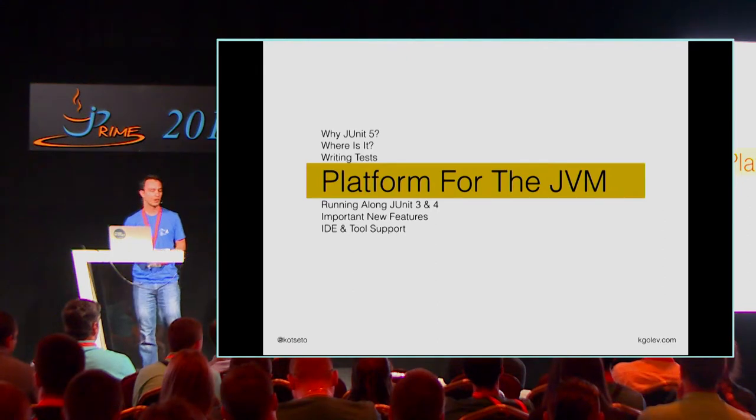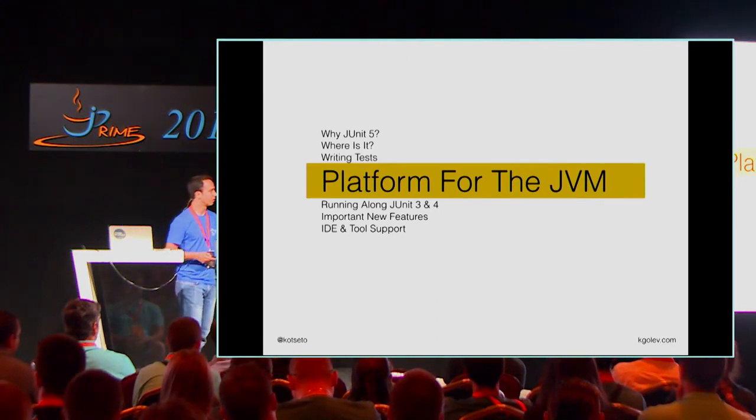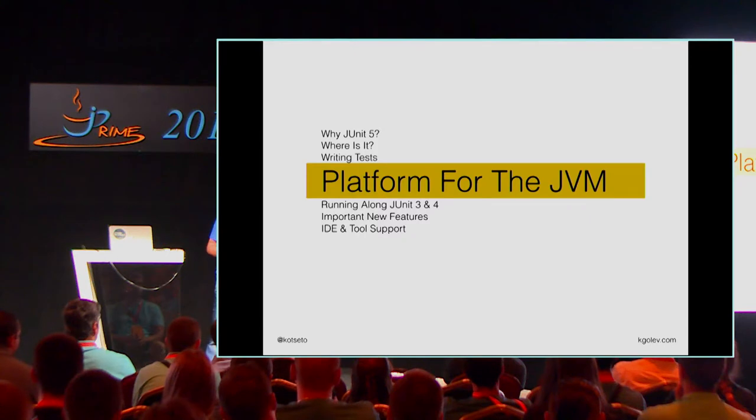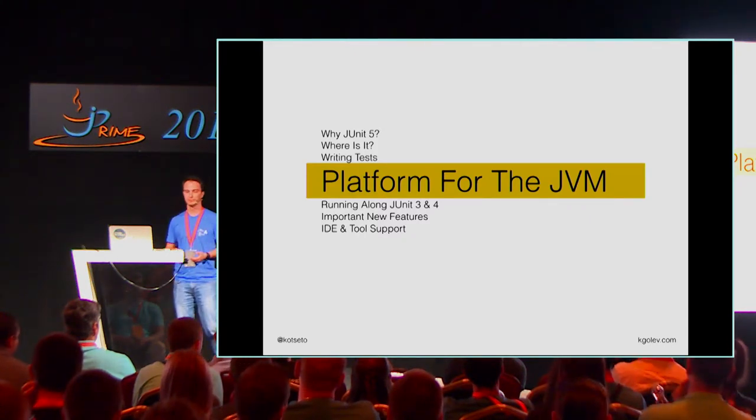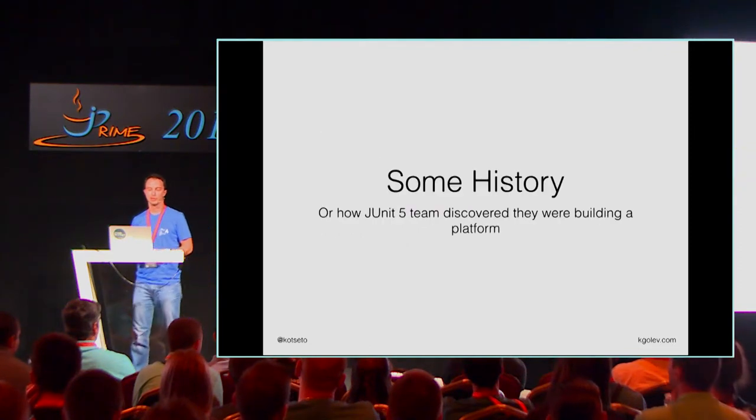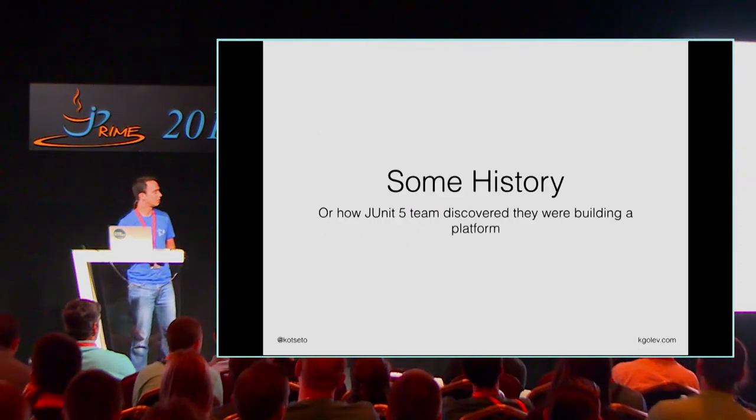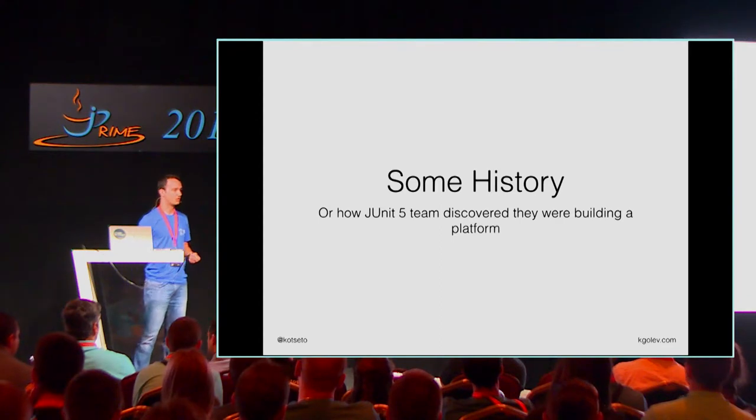And for the official way, we need to explain why do you need to care about the JUnit platform. Why is it a platform now for the JVM? So for this, we need a story. And the story is, how did the development of JUnit 5 start?